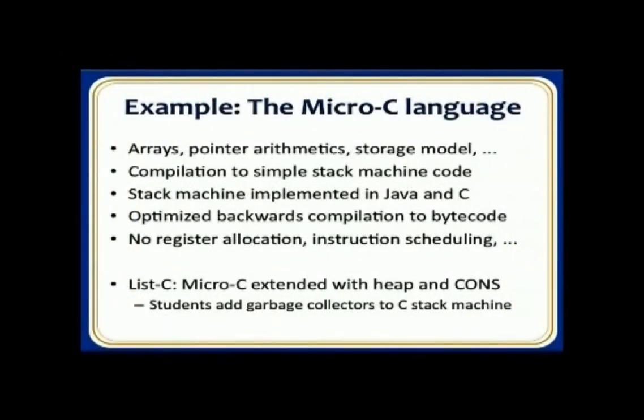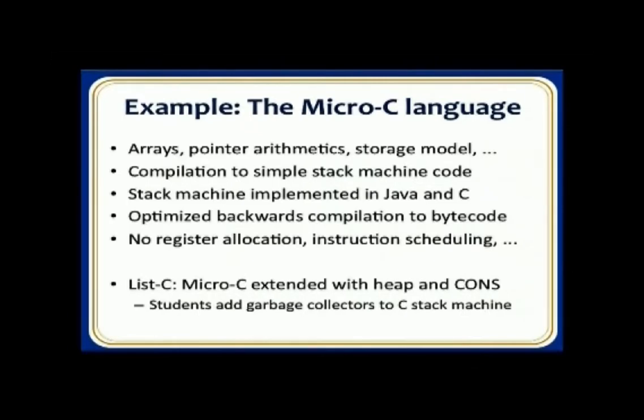So the biggest language they see in the course that they treat using an interpreter and compiler is a language called micro-C. It has arrays, pointer arithmetic and so on, which is basically the core of C. So there's a compiler to a simple stack machine code, and that's implemented in Java and in C. And there's another version of the compiler that generates code backwards to optimize it on the way. But there's no register allocation, instruction scheduling, and so on.